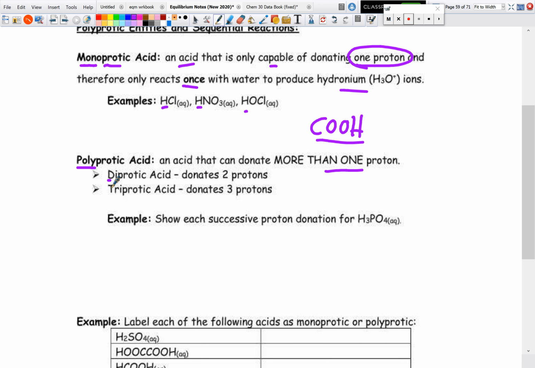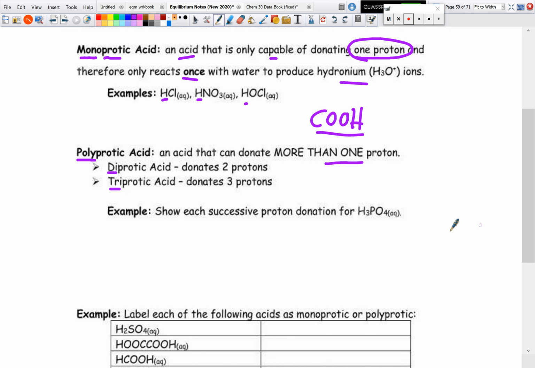So if there's only two hydrogens, we call it diprotic. If there's three acids, we can call it triprotic. And that's as far as we actually go with our acids. So for example, H3PO4, so phosphoric acid, if this acid was able to react 3 times, specifically with something like a strong base, it potentially can lose all 3 of its hydrogens.